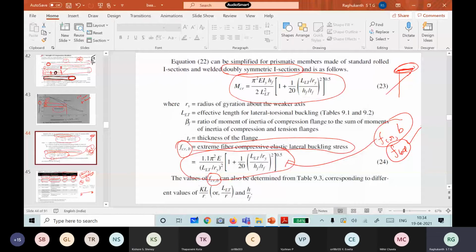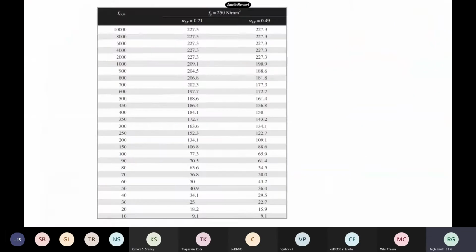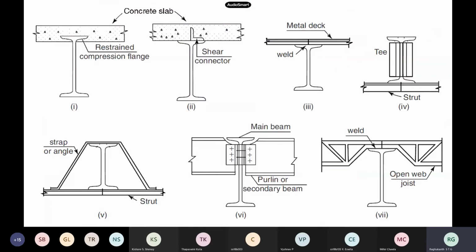Okay. So this is how you have to do this LTB. We will solve one problem also. This is how the table also comes here. Now in practice, because LTB is highly complicated and so many issues are there, what one does is to avoid lateral torsional buckling. If you want to avoid lateral torsional buckling, what do you have to do? See here what they have done.